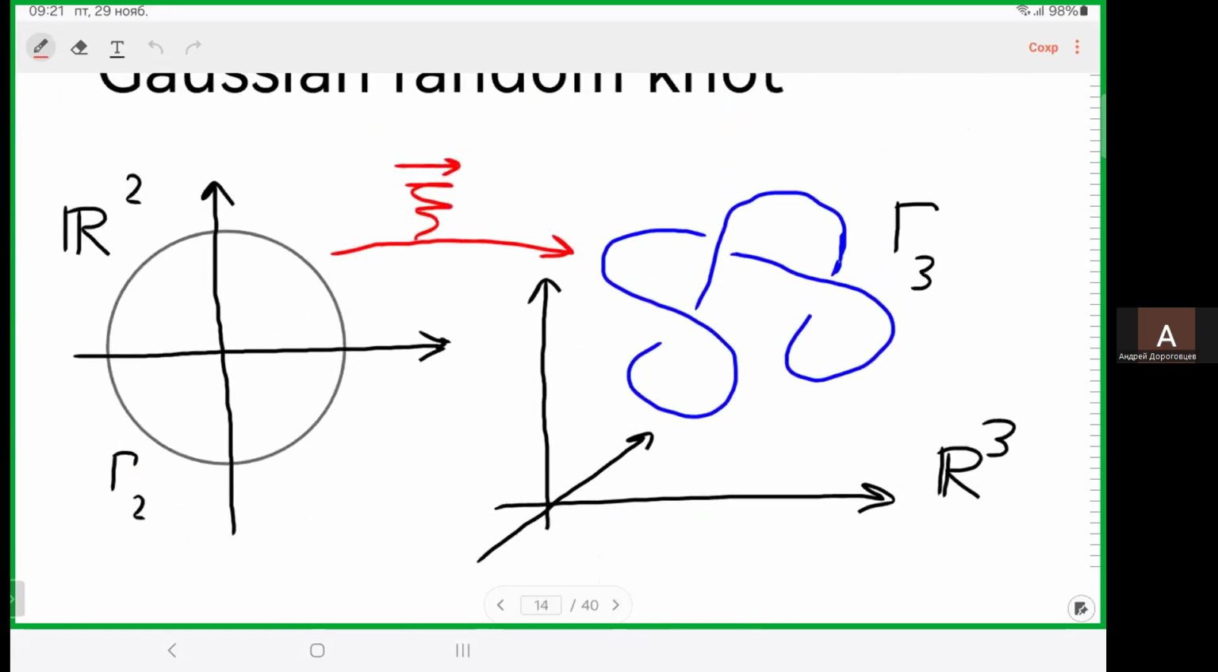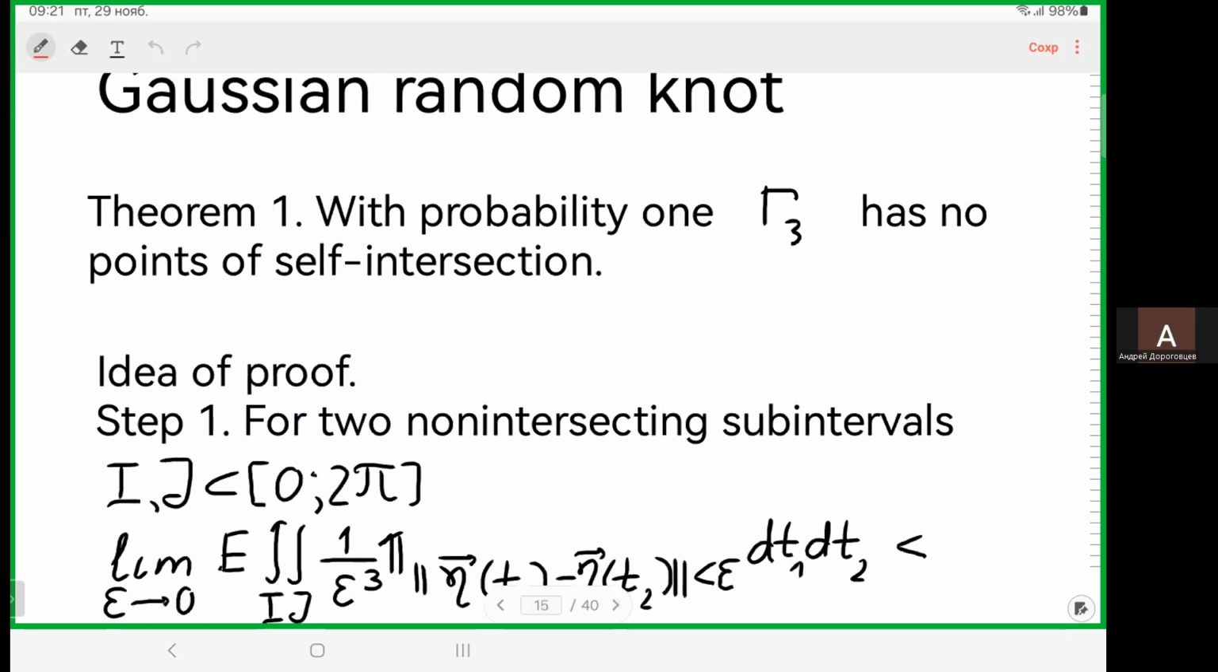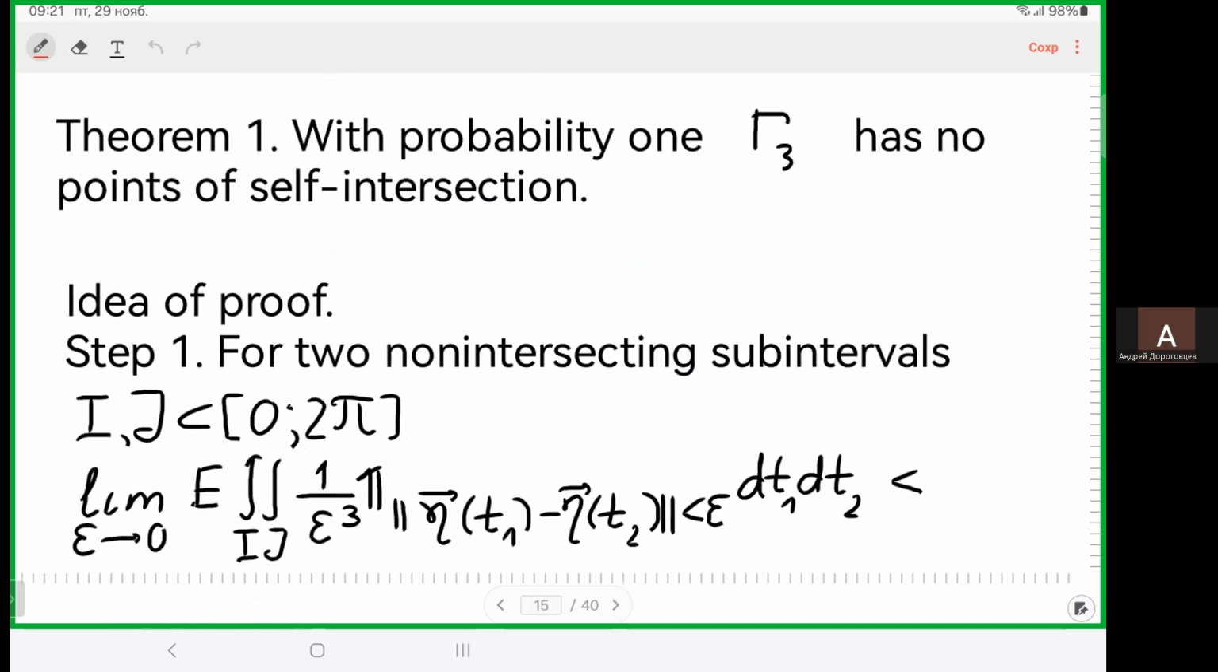So here is our idea. We just have a smooth curve. In my case, in the picture it is a circle, but it doesn't matter. We just map this smooth curve using our random field. And now we want to study the properties of the obtained random knot. The first theorem is: with probability 1, gamma has no points of self-intersection.